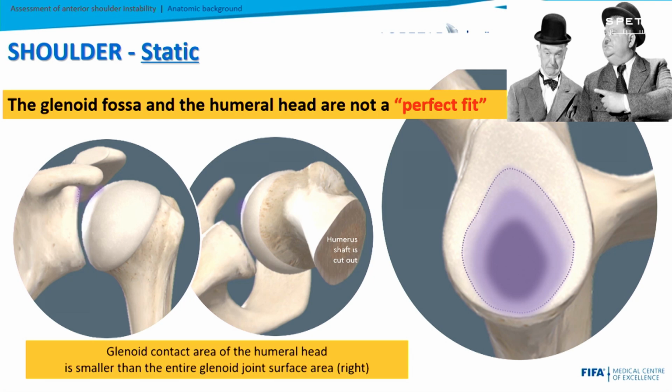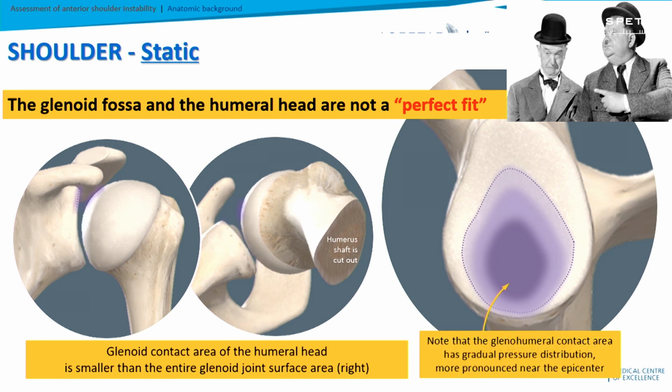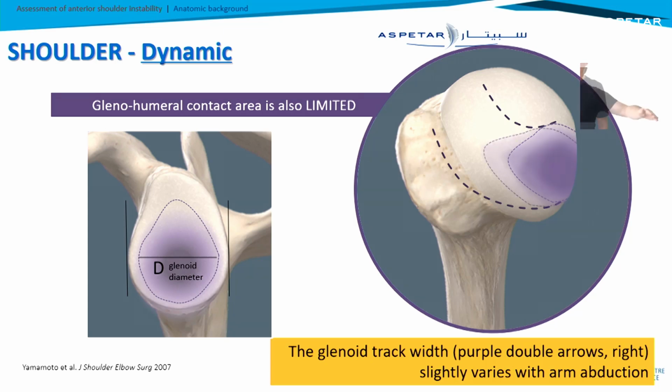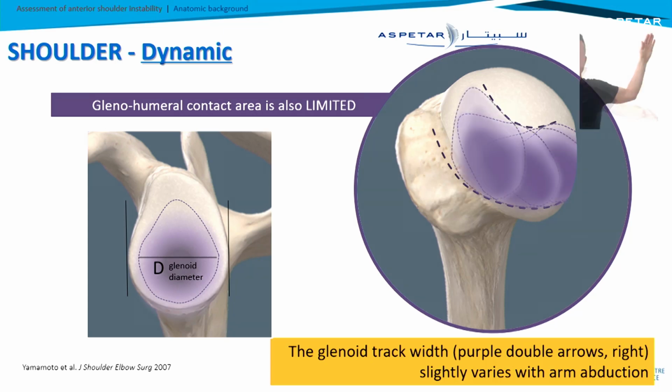What happens when the shoulder moves? Do you think this engagement increases? Definitely not. It doesn't increase on the right side. You can easily follow the purple lines. The center of the glenoid is not touching the glenoid anymore, which means that it has a partial connection.